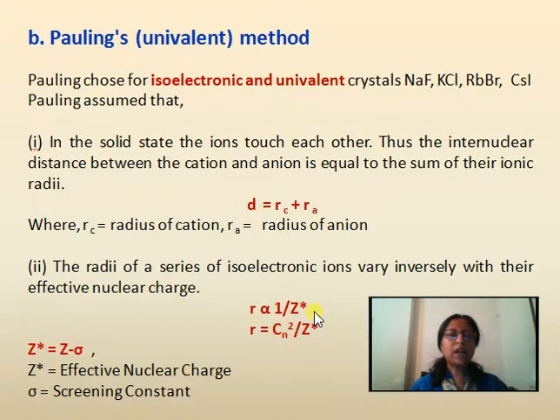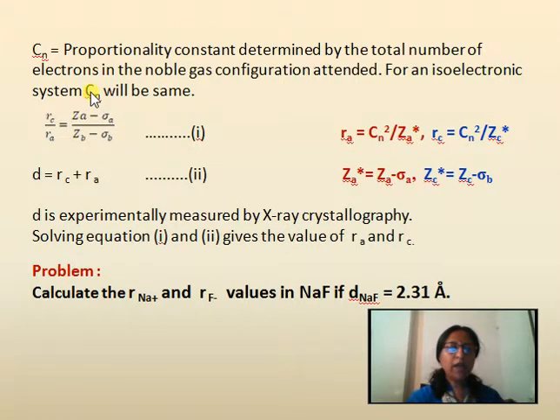If Z star is more, then the R will be less, and if the Z star is less, then the R will be more. And he said that R is equal to Cn square divided by Z star, where Z star is equal to Z minus sigma. Z star is the effective nuclear charge, and sigma is the screening constant. So in the equation, R is equal to Cn square by Z star. Cn is the proportionality constant determined by the total number of electrons in the noble gas configuration attained.